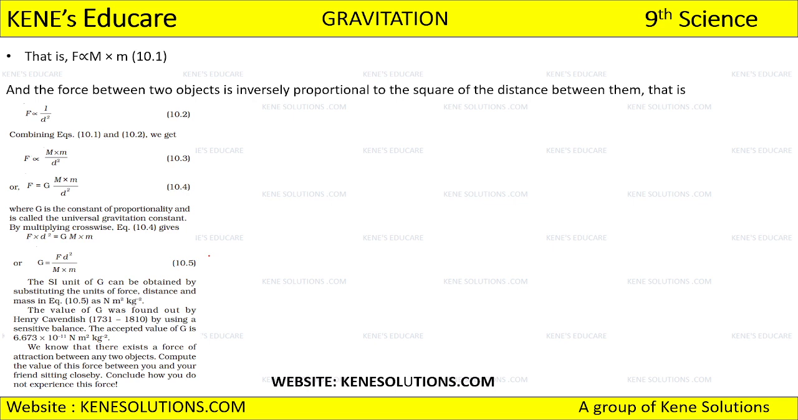I hope every one of you is writing it. You need to write the gravitational constant. What is the value for that? You need to even write the SI unit, each and everything that has been given.